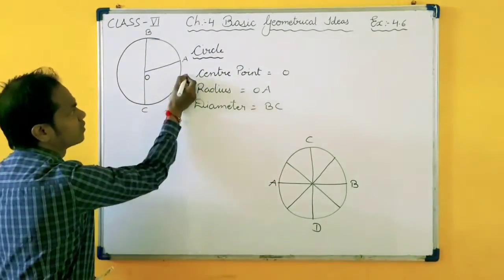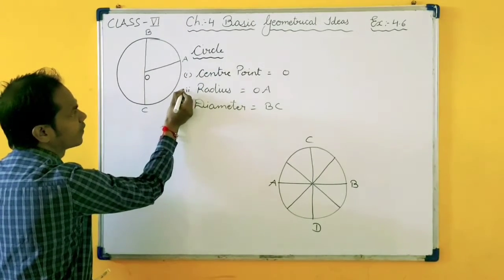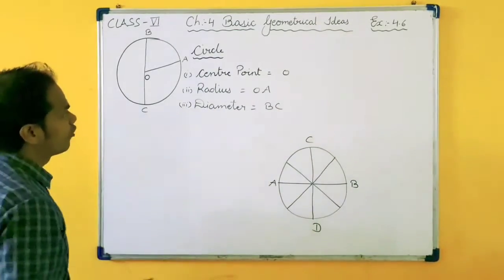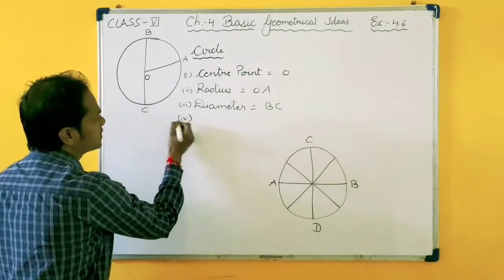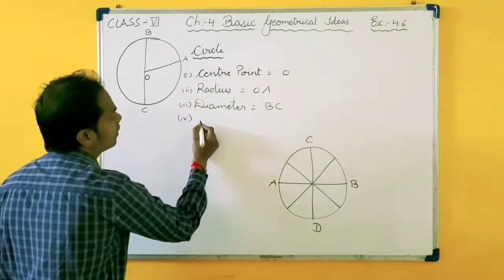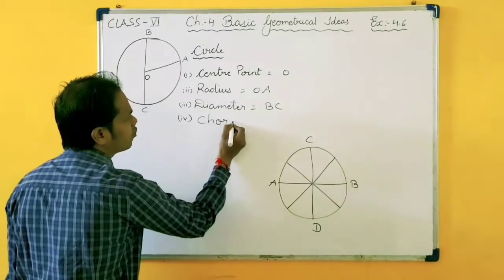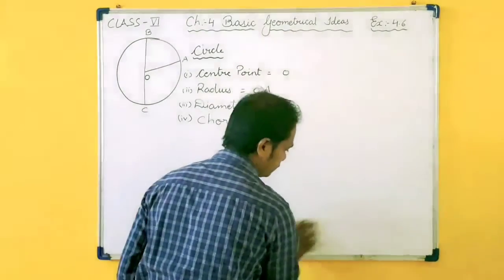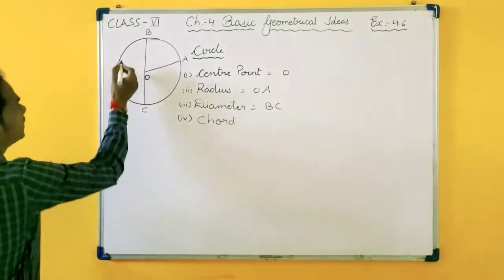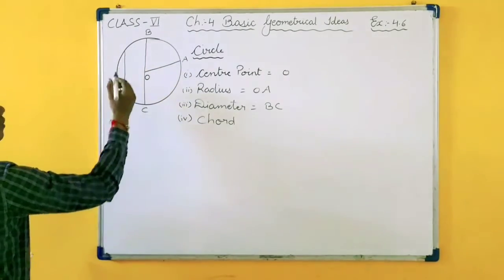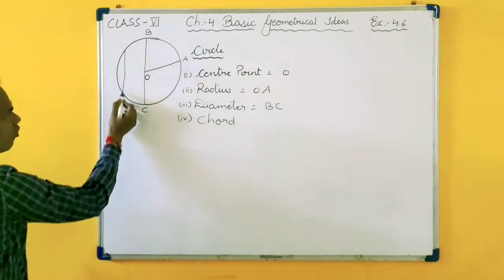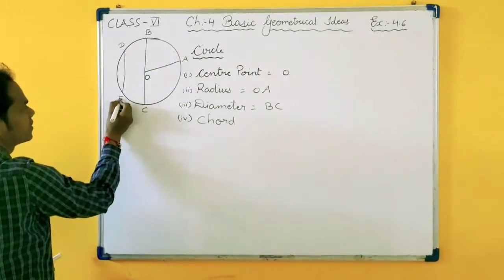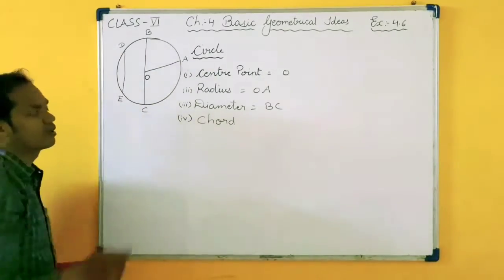Understood? First center point, second radius, then diameter. Now come on sector. As a first we will learn chord, C-H-O-R-D. What is chord? I will explain you chord. This line is called chord. I will give its name ABC. This is D and this is E. So DE is your chord.